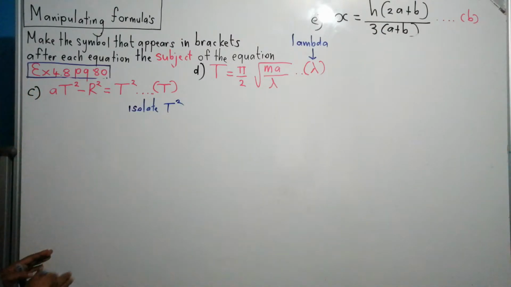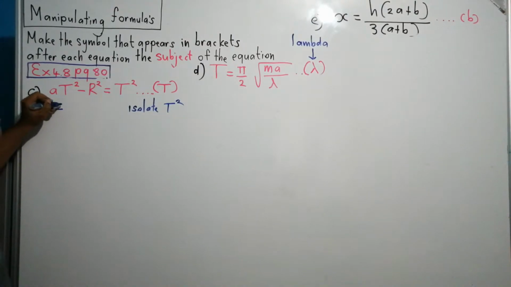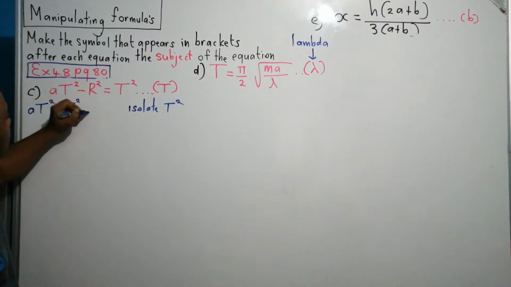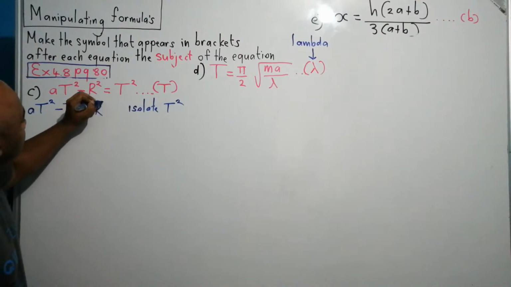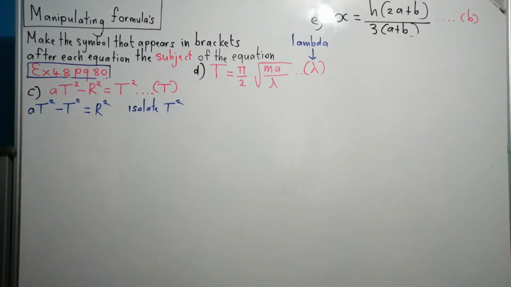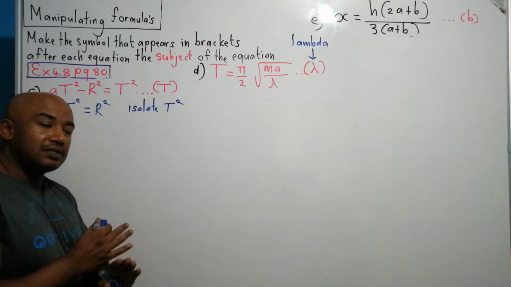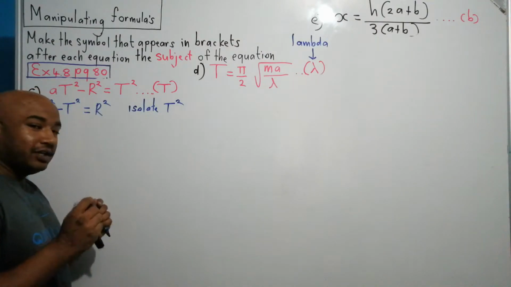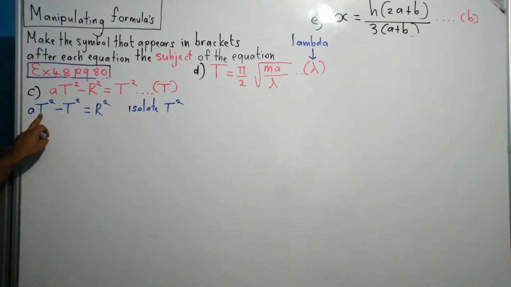Okay, let's take all the t squares to one side. So we've got a t squared minus t squared is equal to r squared. So I've got all my terms with t squared on the left hand side of the equation. Now there's a minus sign separating. When there's a minus or a plus separating, we need to factorize. So we will take out t squared as a common factor.